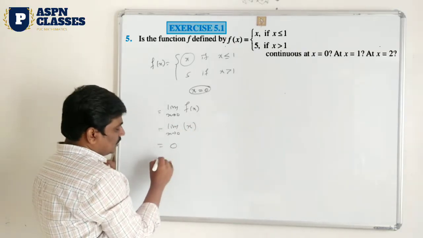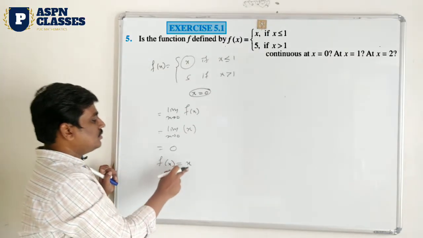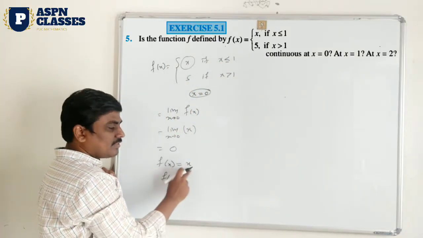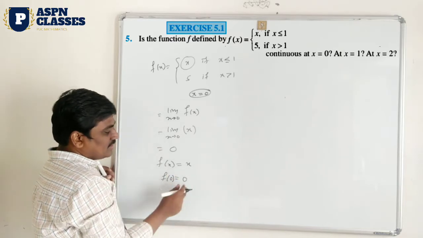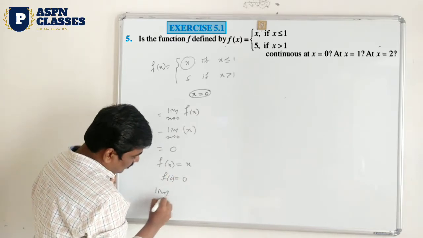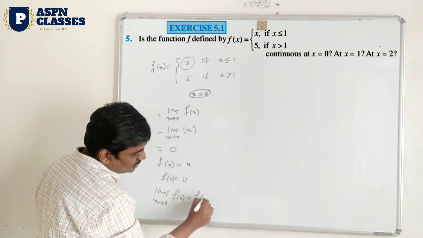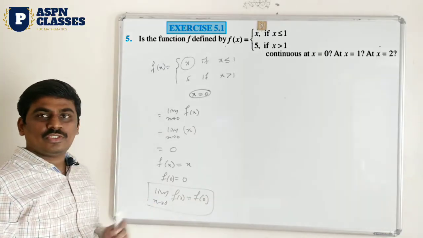Okay, and also you check f of 0. It means 0, and the function is again x only. So f of x is equal to x, then f of 0 is also 0. The limit answer and the function answer are both the same. So limit of x tends to 0 f of x is equal to f of 0, therefore the given function is continuous at x equals 0.